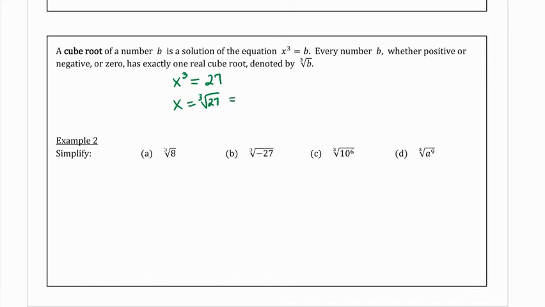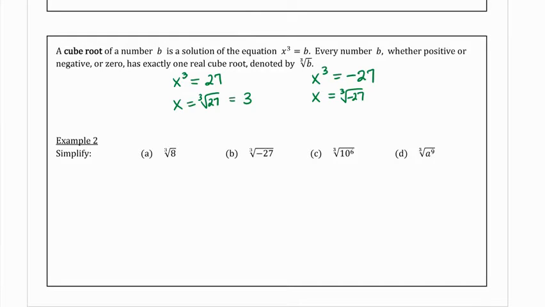So the cube root here is 3, right? If I look at a negative number, if I do x cubed is negative 27. I think about that this time. And I do the cube root of both sides. So then I get x is the cube root of negative 27.